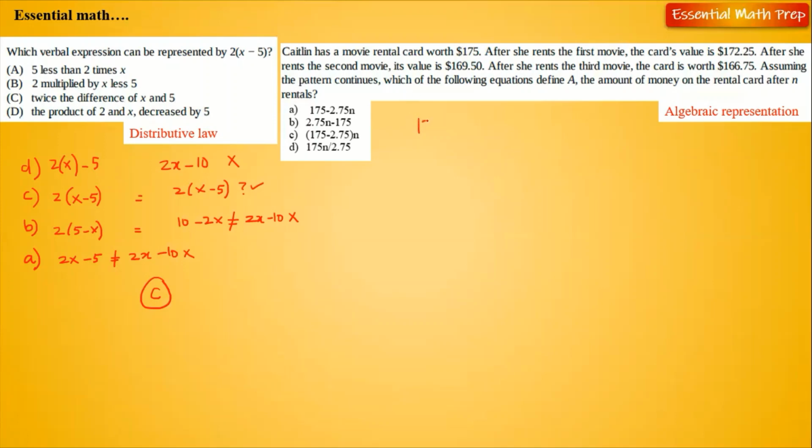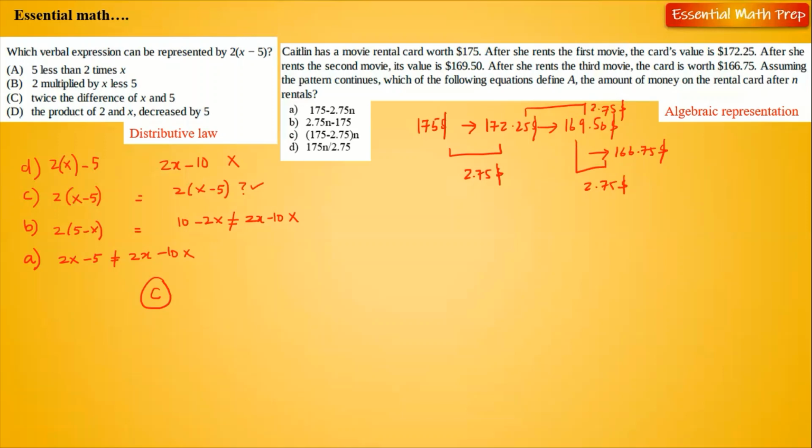So she's starting with $175, moving on to $172.25, moving on to $169.5, and then moving on to $166.75. If you notice, the difference between this and this is $2.75, and the difference between this and this is also $2.75, and the difference between this and this is $2.75. So she keeps spending about $2.75 each time she rents a movie.